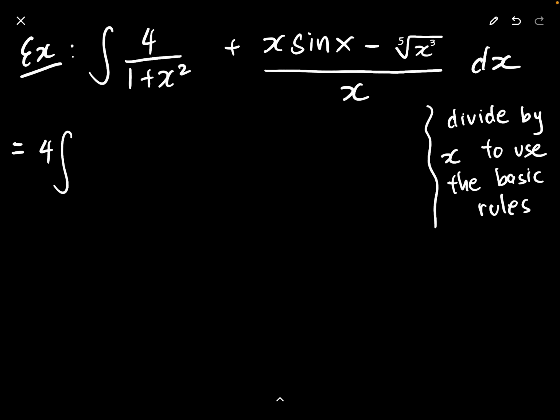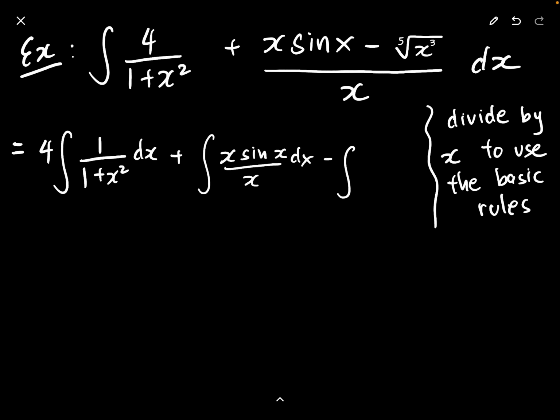4 times the antiderivative of 1 over 1 plus x squared, plus x sine of x over x, minus, in the numerator, x is cubed and 5th rooted. So it's the antiderivative of x to the 3 over 5 over x with respect to x. So the first antiderivative is arctan x. Next we can cancel the x and x in the second term. So we just have the antiderivative of sine x.